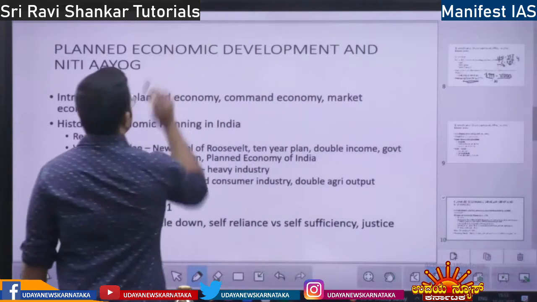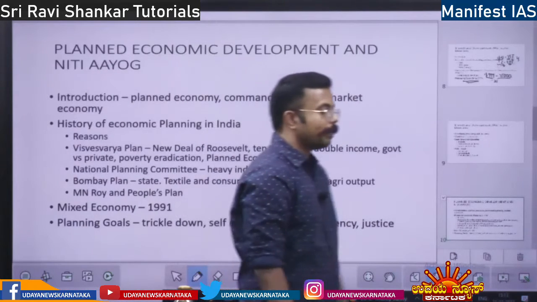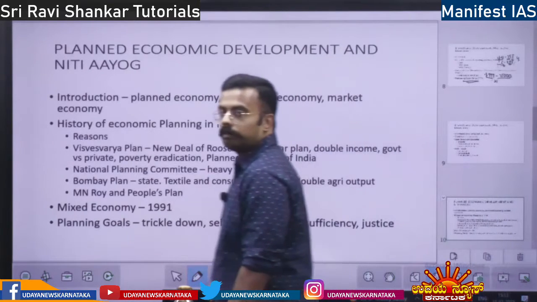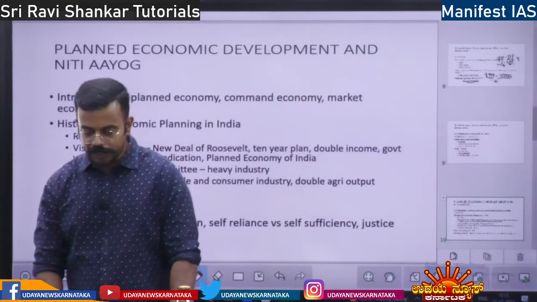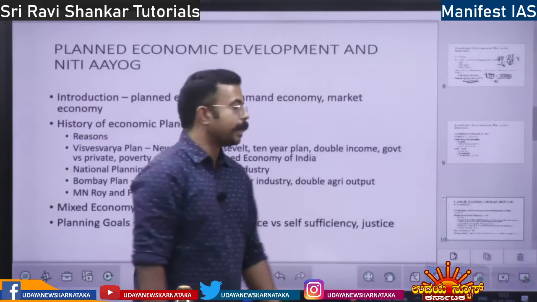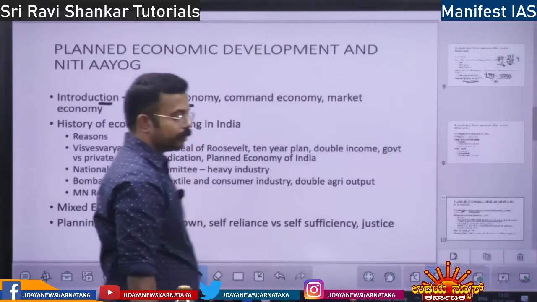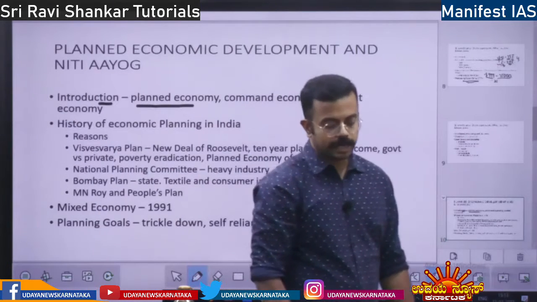Okay. Next chapter we will move towards planned economic development and Niti Aayog. Planned economic development and Niti Aayog. What is planned economic development? So planned economy, what is the concept of planned economy?